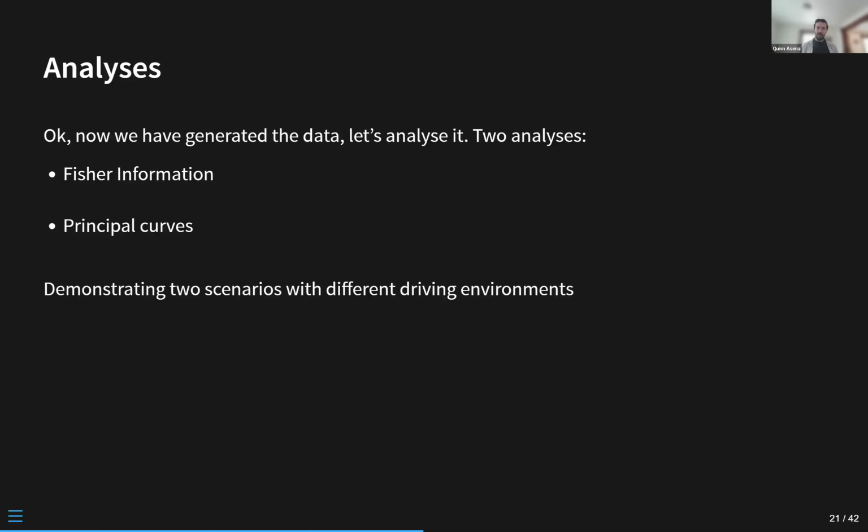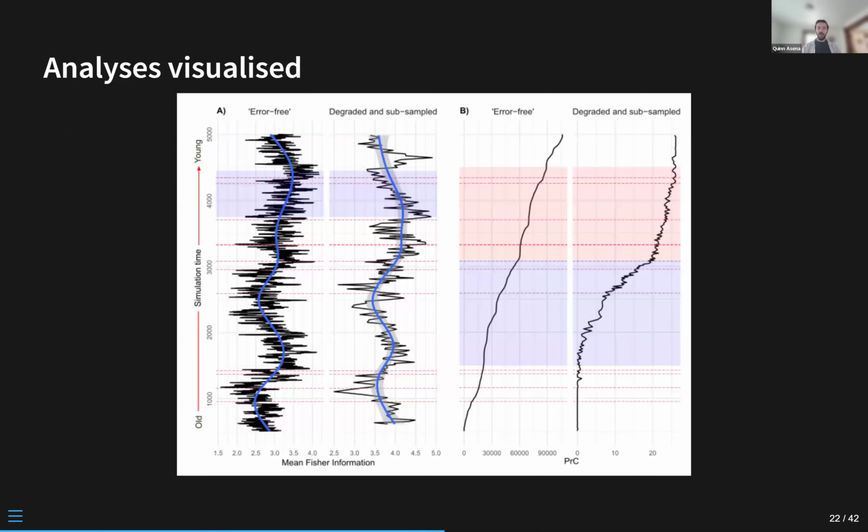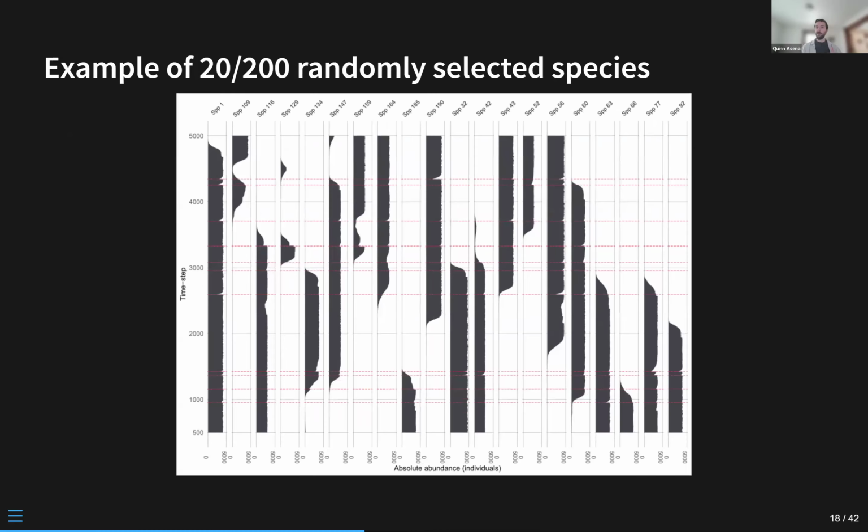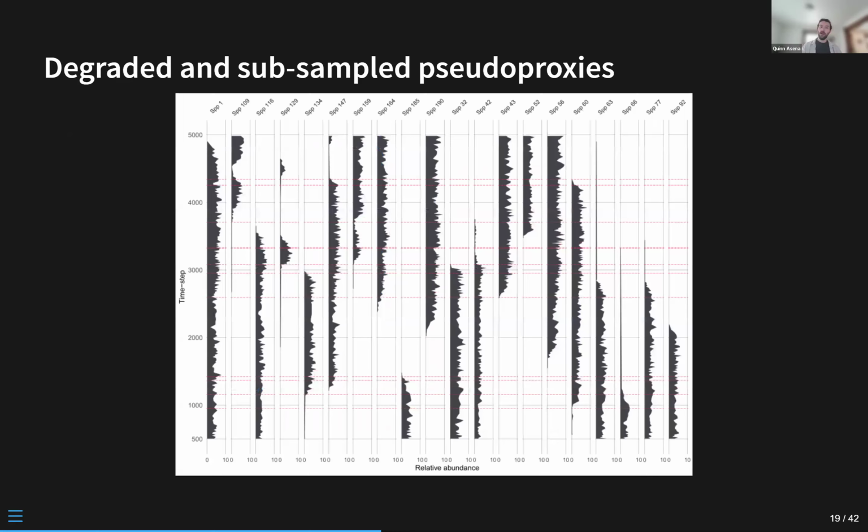So we've generated the data. We're going to apply two different analyses. I'm mostly going to follow one, but I'm going to show you two just to begin with, but it gets convoluted if I try and describe too much. So this is an analysis. On the left, we have Fisher information. On the right, we have principal curves. And this is an analysis of what we just saw. It's an analysis of this and this.